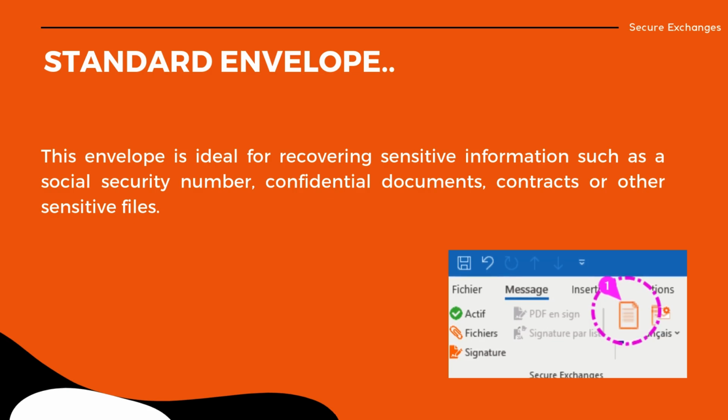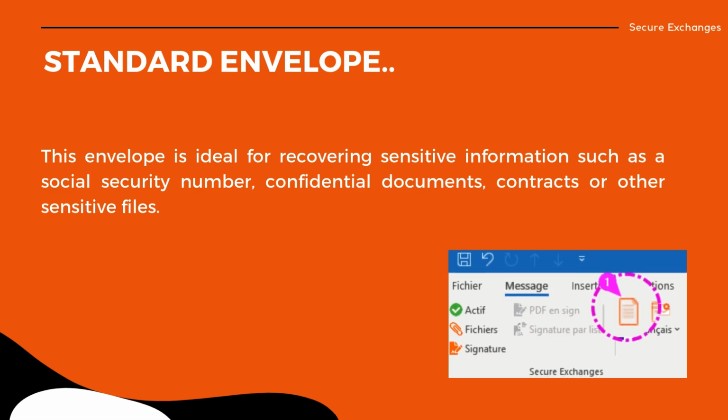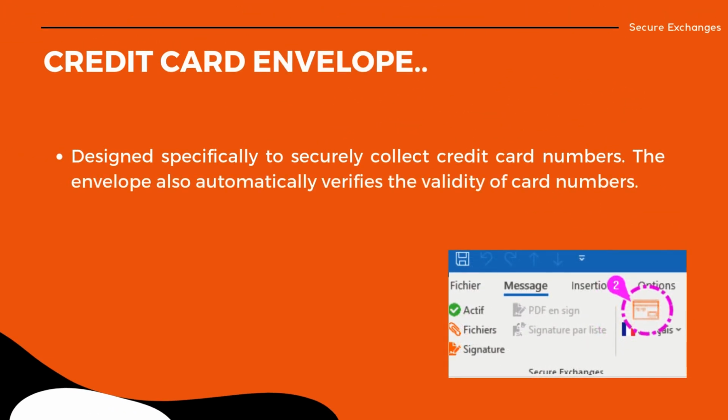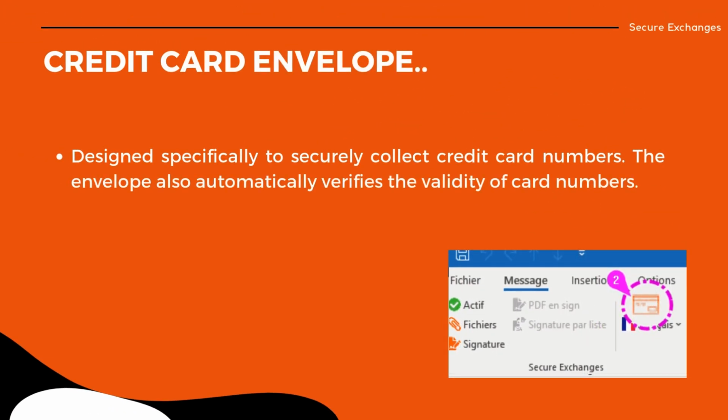Standard envelope. This envelope is ideal for retrieving sensitive information such as social security numbers, confidential documents, contracts, or other sensitive files. Credit card envelope, designed specifically to securely collect credit card numbers. The envelope also automatically verifies the validity of card numbers.